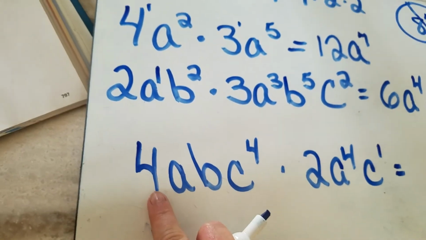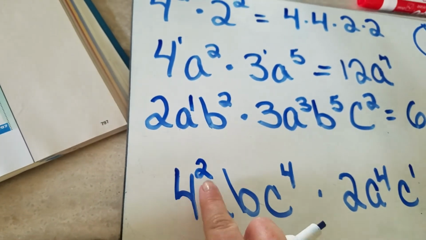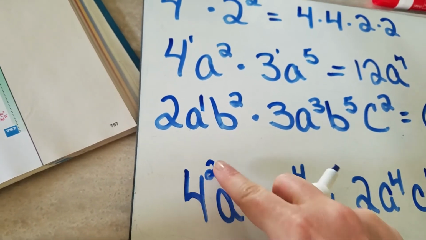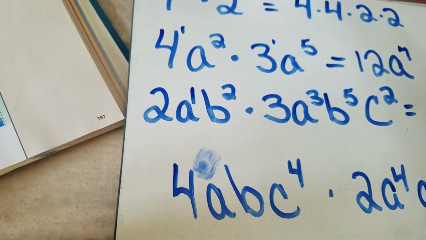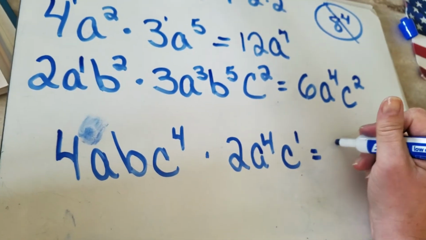So I take my whole numbers. If it were an exponent like this, I would have to multiply that first. So I would have to do 4 times 4 and change this to a 16 first. Let me erase that just for simplicity for this one. Take my whole numbers. 4 times 2 is my 8.